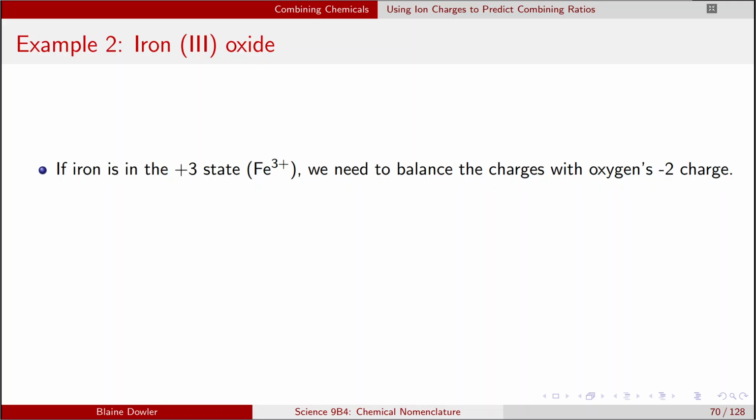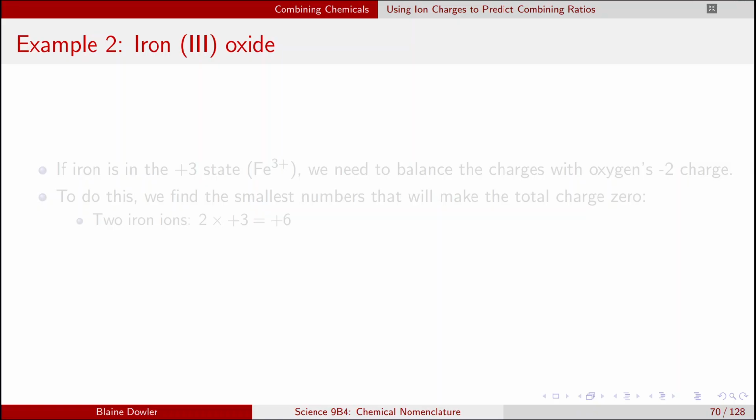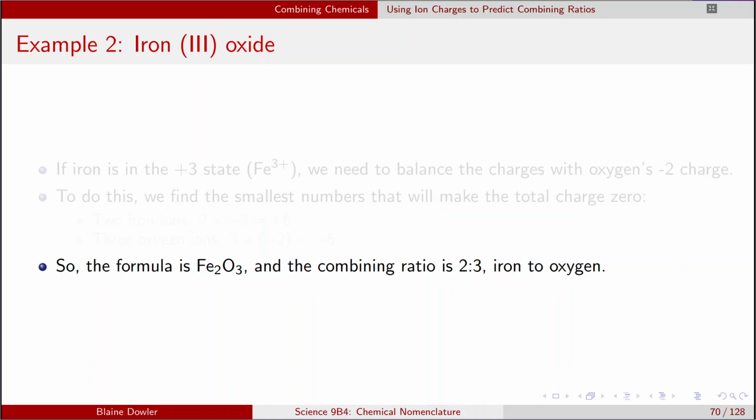But if iron is in the +3 state, Fe3+, we need to balance those charges with oxygen's -2 charge. The least common multiple of 2 and 3 is 6. So we're finding the smallest number that will make the total charge 0. That's our least common multiple. For 2 iron ions, 2 times 3 is 6. For the 3 oxygen ions, 3 times -2 is -6. So the formula is Fe2O3, and the combining ratio is 2:3, iron to oxygen. We get iron up to +6 by bringing in 2 of them. We get oxygen to -6 by bringing in 3.